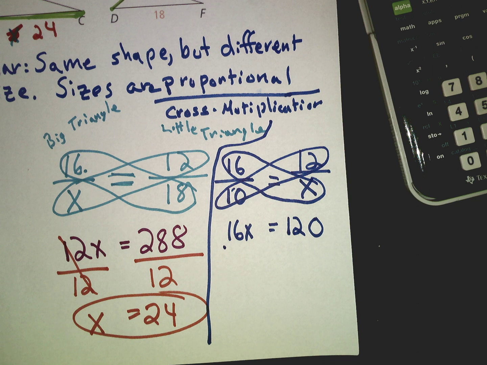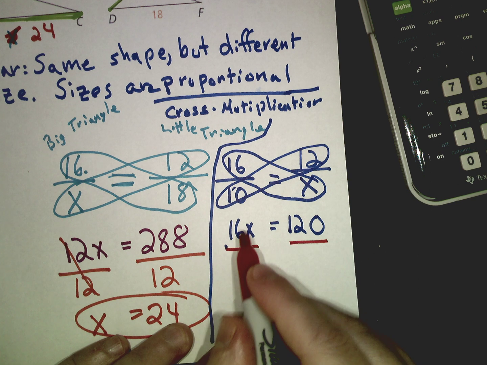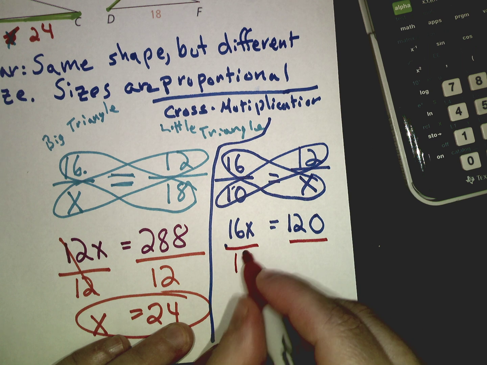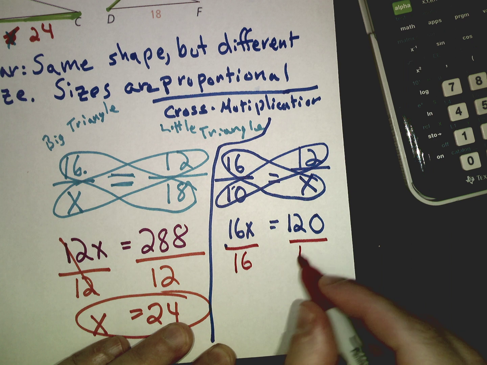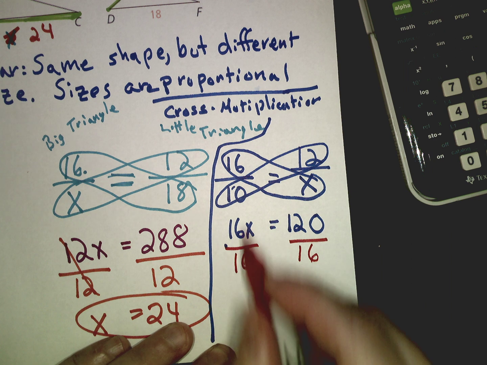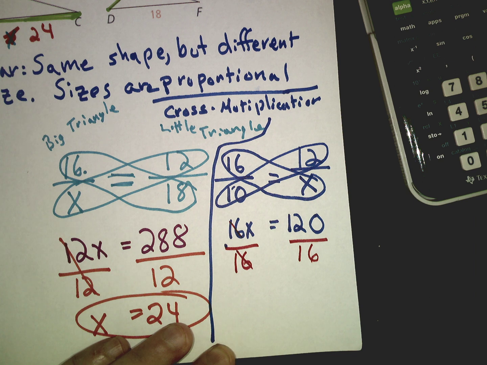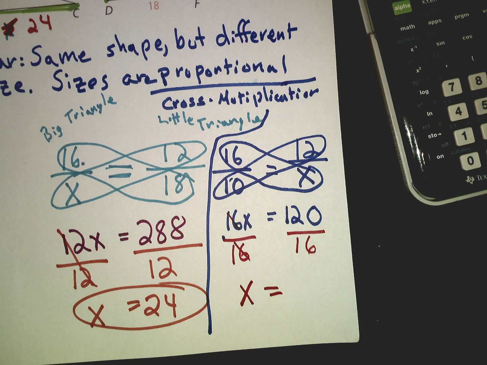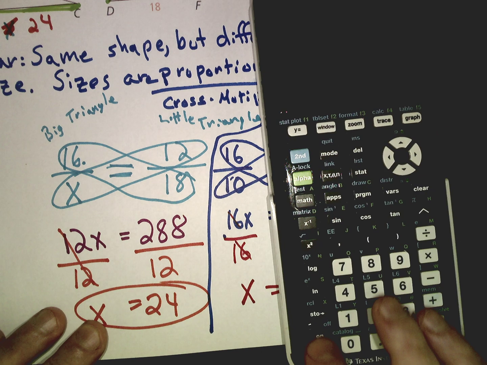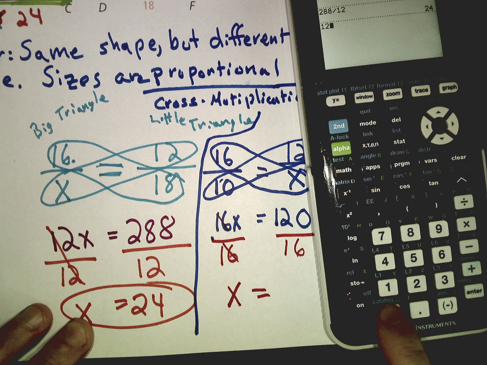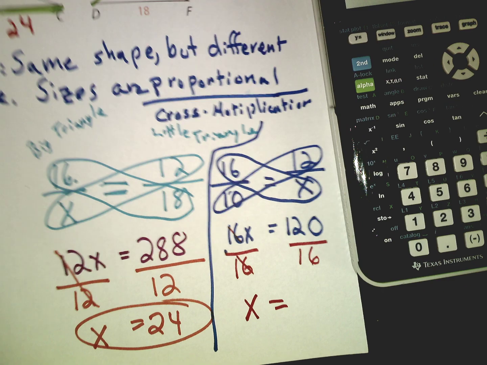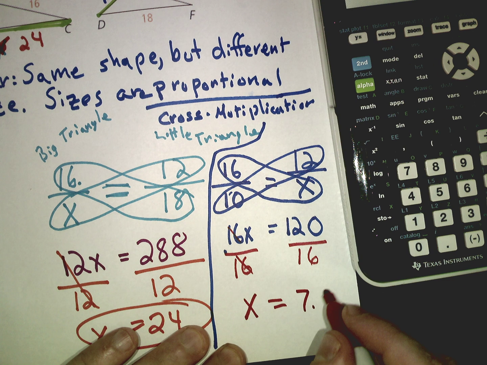Let's pick another color. Red. I'm going to divide both sides by what? Well, I got to get x by itself. I have 16 times x, so the opposite of multiplication is division. And so 16 divided by 16, I don't need to do that in the calculator. It's just x equals. Now 120 divided by 16, I don't know off the top of my head. So I'm going to do this. 120 divided by 16. And I get this number, 7.5. It's a decimal, but that doesn't necessarily mean it's bad. That's just the right answer.